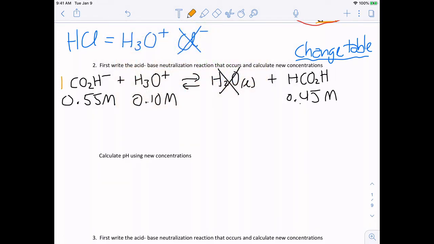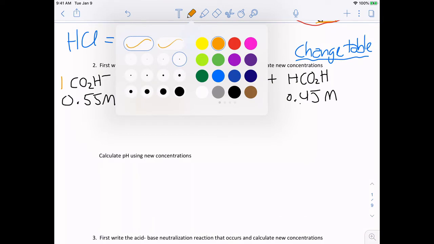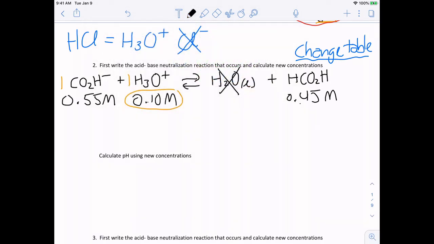So our change then, it's essentially a limiting reactant problem. Because my coefficients are 1 to 1, whichever of my two concentrations is smaller is going to be my limiting. So I'm essentially going to take the smaller of my two reactants, which is going to be the 0.1, right? 0.1 is smaller than 0.55. And I'm going to subtract that from both of my reactants. And then I'm going to add that to the product side. So I'm going to lose 0.10 molar. I'm going to lose 0.10 molar. And I'm going to gain 0.10 molar.